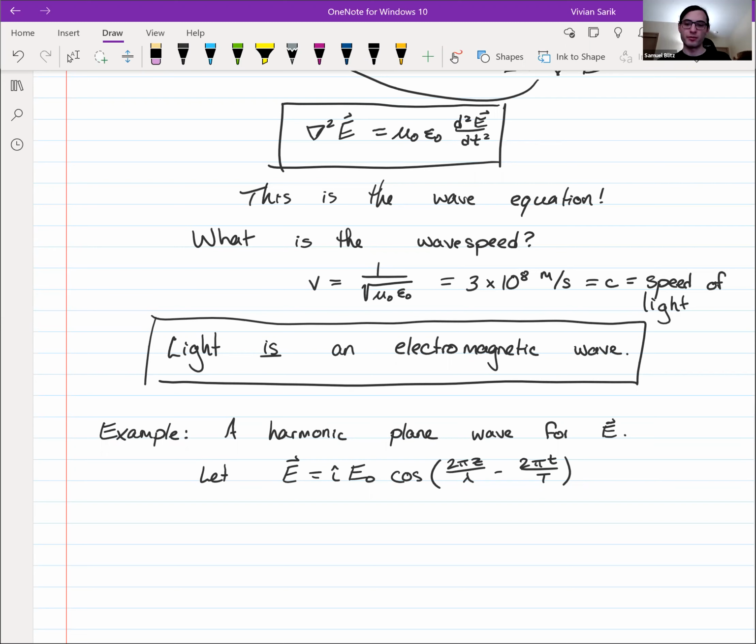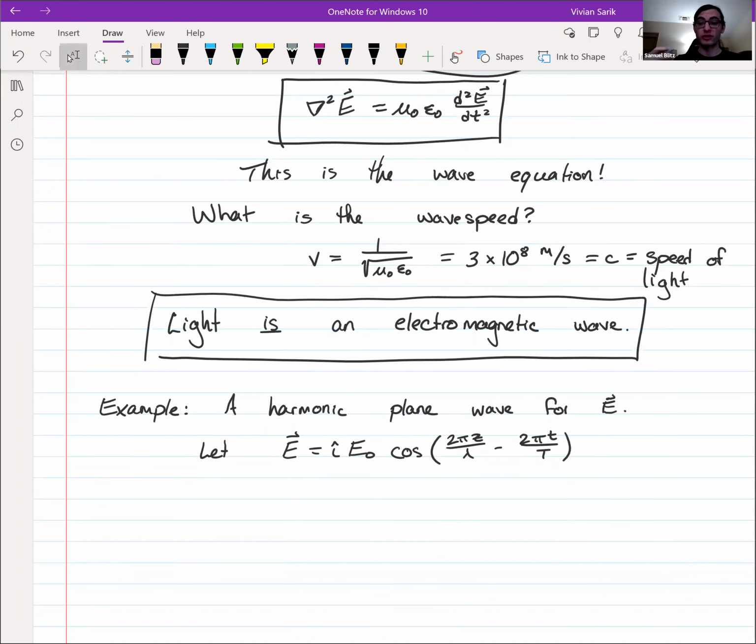It only varies with z and t, so the derivatives with respect to x and y just don't play a role. So it becomes relatively straightforward. And you could just check by plugging this in. So, okay, that is a solution.